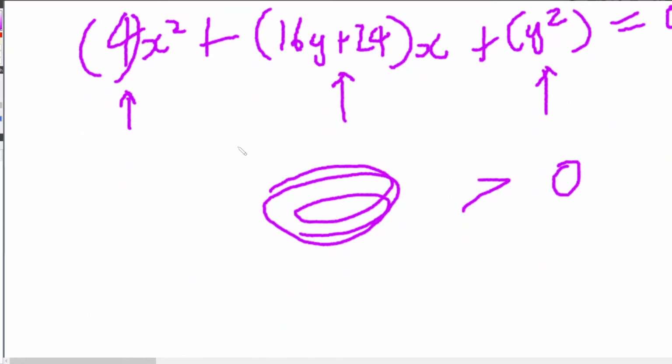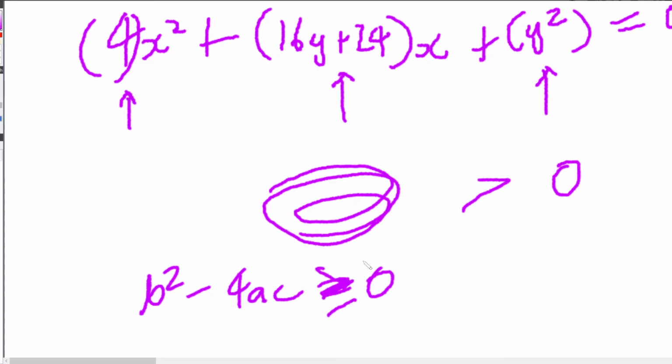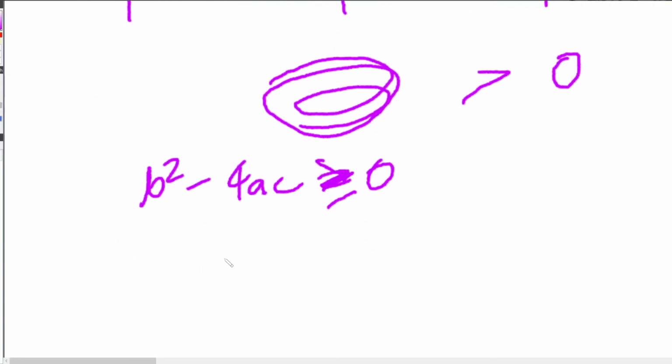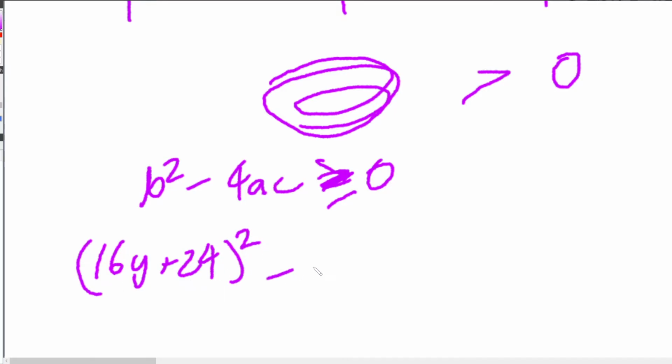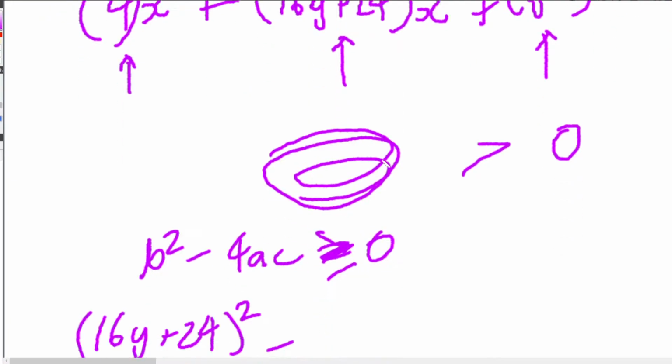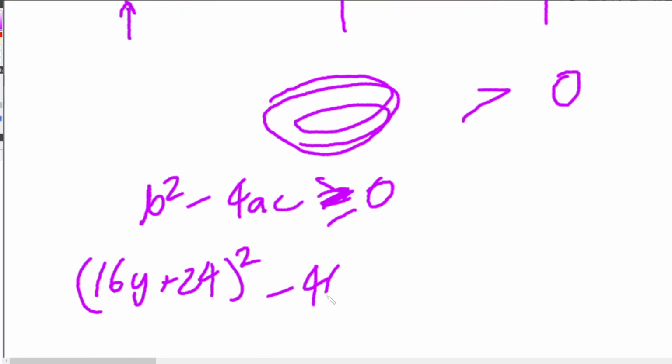So if you do this calculation, b squared minus 4ac needs to be greater than or equal to 0, which is the condition in a quadratic equation for the roots to be real. And we know that b is 16y plus 24. So (16y plus 24) squared minus 4ac, where a is 4 and c is y squared, so 16y squared, must be greater than or equal to 0.